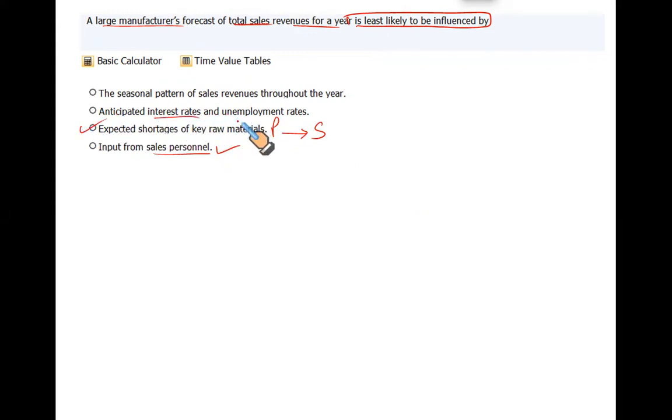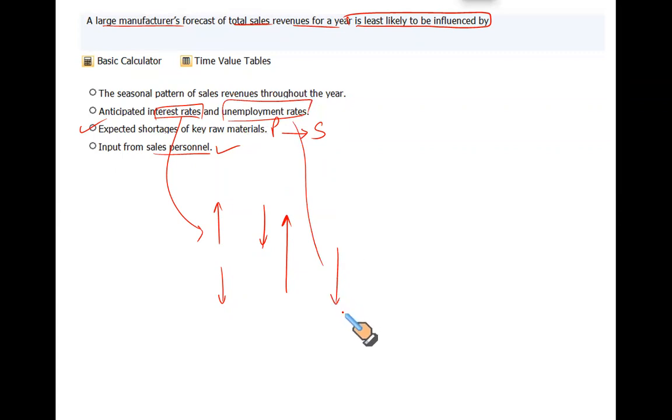Anticipated interest rates and unemployment rates. Interest rates affect your sales. If interest rates go up, people will have less purchasing power. They will be able to afford less, and eventually your quantity demanded will fall. If interest rates fall, people spend more, your sale goes up. Unemployment rates: if unemployment rates fall, people have money to spend, your sale goes up. If unemployment rates go up, people are unemployed, they don't have money, your sales will fall. So they will affect your sales. B, C, D will influence your sales.